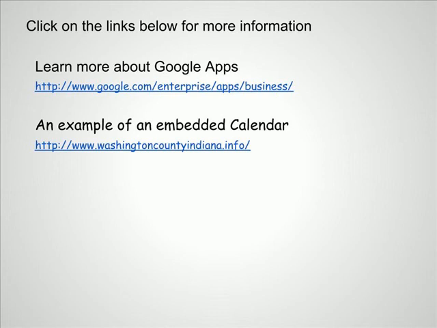Here are 2 links for more information. To learn about Google Apps, go to google.com/enterprise/apps, so on and so forth. And for an example of an embedded calendar, I've put up Washington County, Indiana, all spelled out, .info. Right now we don't have a lot up there. I've been just kind of playing with it to make sure that what I say is correct.